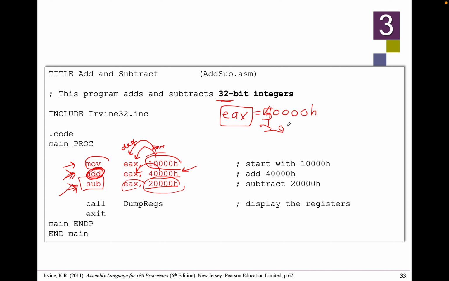So you're going to subtract, and you're going to get 30000 for your last EAX value.